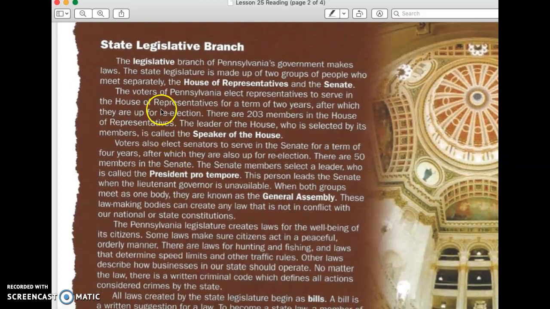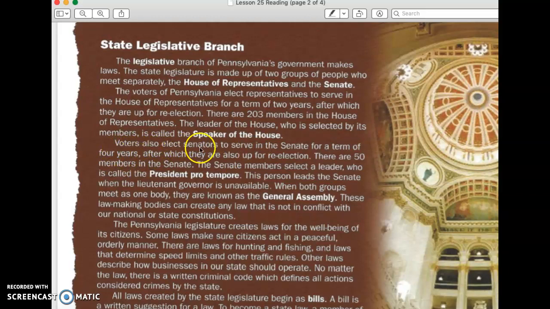The state legislative branch. The legislative branch of Pennsylvania's government makes laws. The state legislature is made up of 2 groups of people who meet separately, the House of Representatives and the Senate. The voters of Pennsylvania elect representatives to serve in the House of Representatives for a term of 2 years, after which they are up for re-election. There are 203 members in the House of Representatives. The leader of the House, who is selected by its members, is called the Speaker of the House.